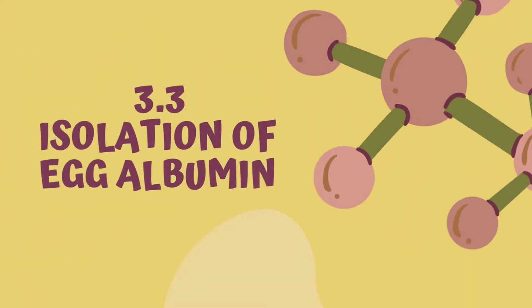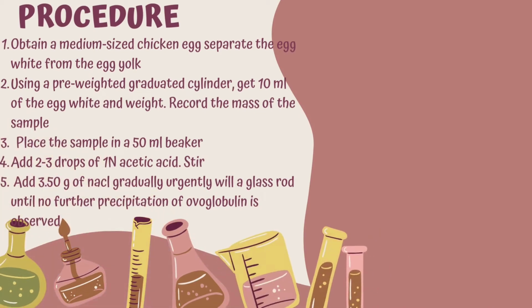Isolation of egg albumin. Step 1. Obtain a medium-sized chicken egg. Separate the egg white from the egg yolk. Step 2. Using a pre-weighed graduated cylinder, get 10 ml of egg white and weigh. Record the mass of the sample.